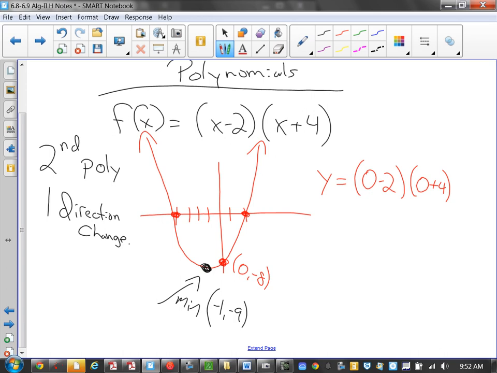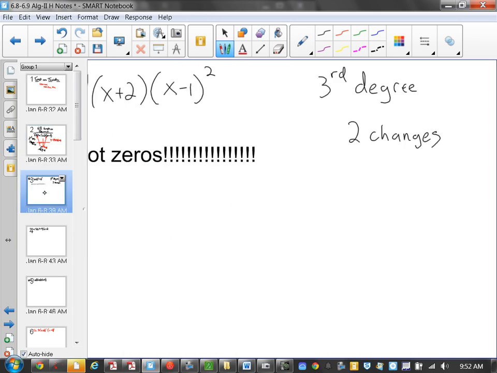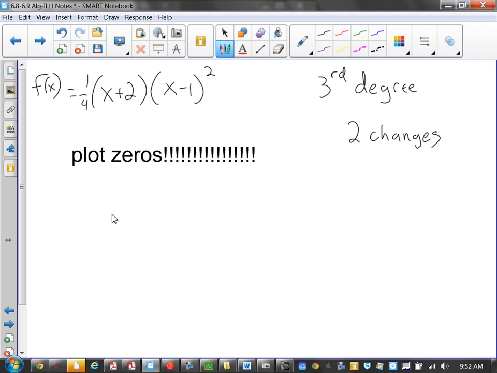To find a minimum, what we're going to be doing is using our calculators. And this process to find a minimum does not change when we go into a cubic or a quartic style polynomial, 3rd or 4th degree. It all works the same. So let me show you. In this case, I have a new function. F of x is 1/4 times the quantity x plus 2, and then x minus 1 quantity squared.